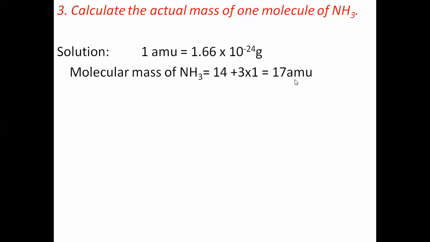What does it mean? It is 17 times 1 AMU. How much is 1 AMU? This much gram. So what is the actual mass of one molecule of ammonia? 17 into 1 AMU, and 1 AMU is 1.66 into 10 to the power minus 24 grams. If you multiply that, what you get is 2.82 into 10 to the power minus 24 grams. So that is the actual weight of one molecule of ammonia. If you take exactly one molecule of ammonia and weigh it in grams, that will be its weight. Okay.